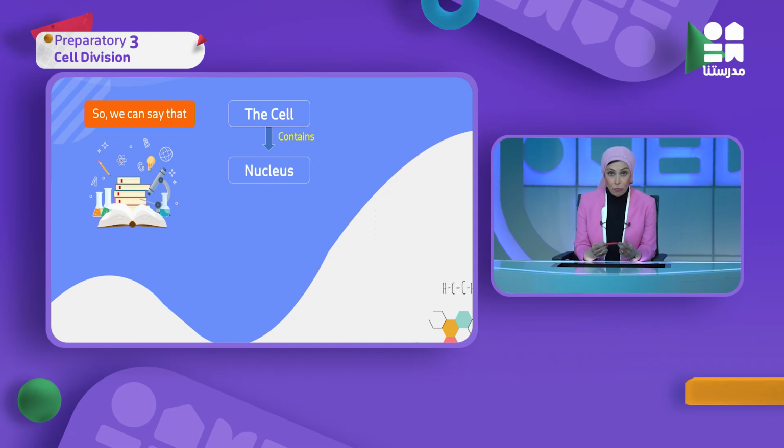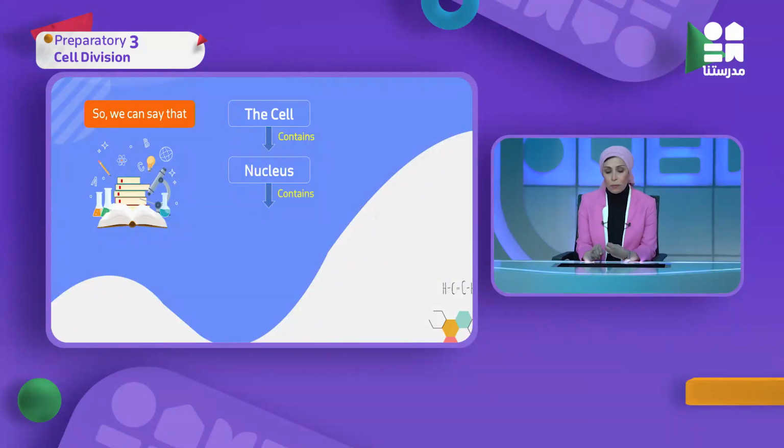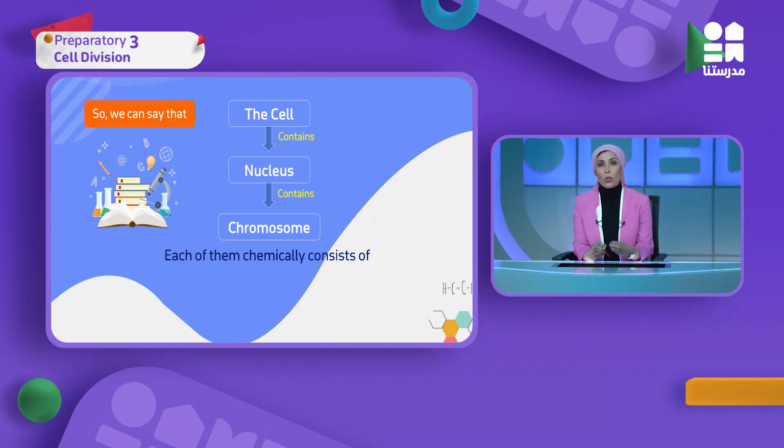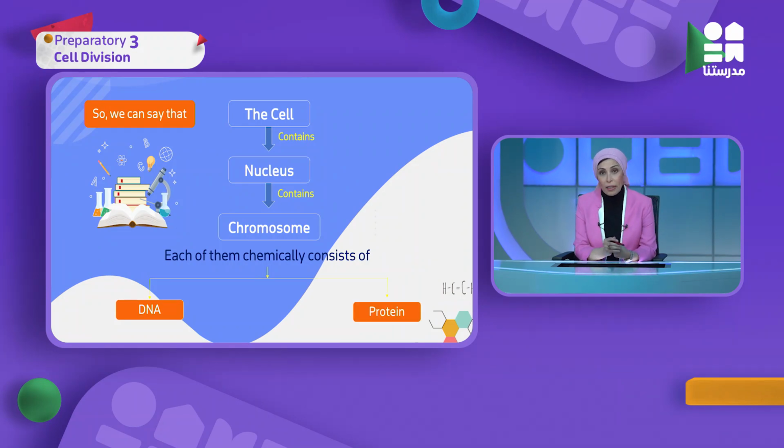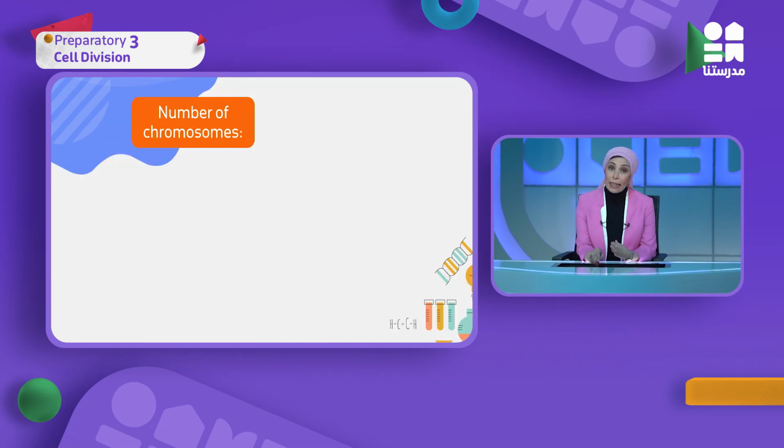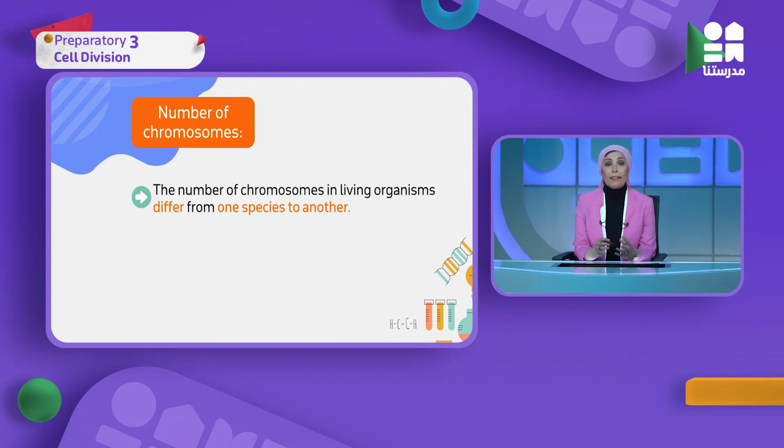Look at this diagram before reaching this part. When I ask you what does the cell consist of? The cell contains the nucleus. Inside the nucleus, what is there? Chromosomes. What is the structure of the chromosome? It's either DNA and protein if he asks you about the chemical structure of the chromosome. The chromosome has a number. The number differs from one species to another.